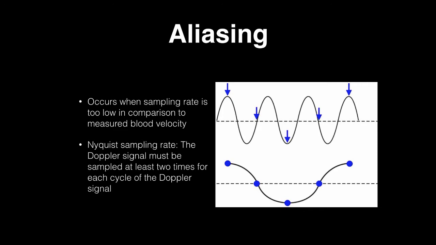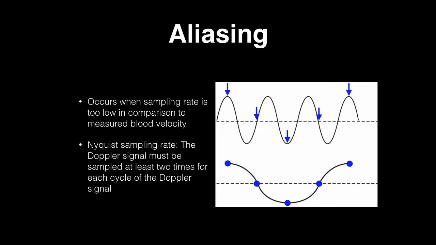So aliasing is going to occur when the sampling rate is too low in comparison to measured blood velocity. A term you're going to hear a lot is the Nyquist sampling rate. What this means is that the Doppler signal must be sampled at least 2 times for each cycle of the signal. And what you can see in this example here, we're sampling at a rate that is below 2 times the frequency. And this is going to result in the image display wrapping around, producing an apparent reversal of flow direction.